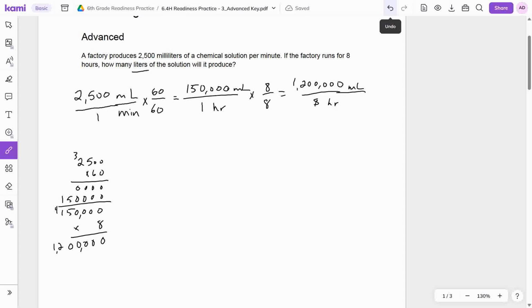I need liters. All right, so I need to know that 1 liter equals 1,000 milliliters. So I need to take 1,000 chunks of these and convert them into liters. So I'm going to basically divide my 1,200,000. See, I got 1, 2, 3, 4, 5 zeros. Want to count your zeros there. I need to divide that by 1,000.